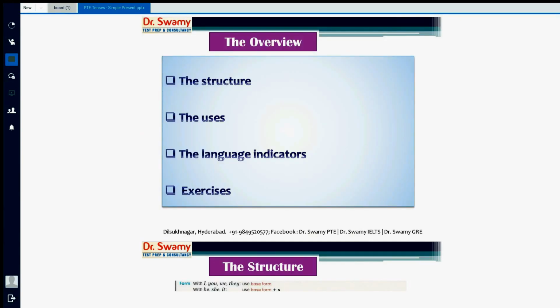This is the overview of my presentation. Now, first of all, we will discuss the structure, and later it will be followed by the uses and the language indicators, which will help you to identify that this is the simple present tense, and this is followed by some exercises, and I'll try to solve the exercises for you. Okay, and then let's get into the subject.